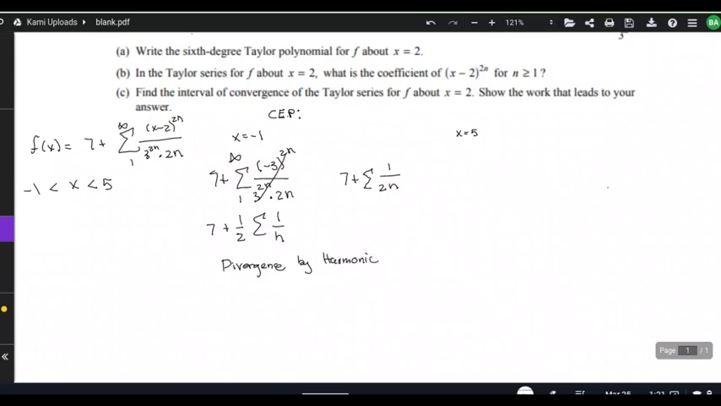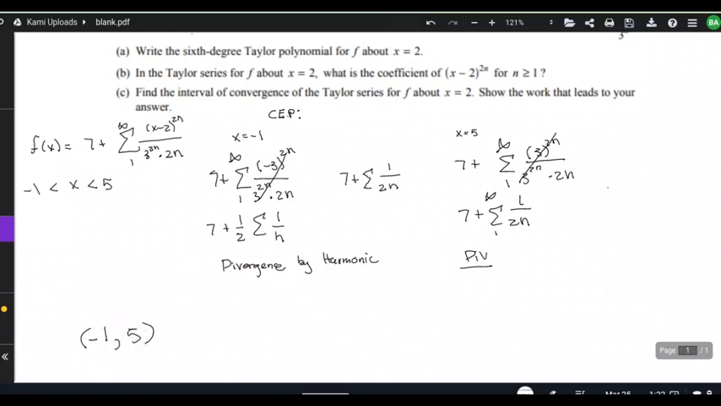Now we're going to check x equals 5. We're going to have 7 plus summation 1 to infinity. Again, 5 minus 2 is 3, so 3 to the 2n over 3 to the 2n times 2n. These cancel out and give us the same series that we had before, 1 over 2n. And from our previous work, we know that this diverges by harmonic. So this diverges, and that means that we cannot include these endpoints, and our interval of convergence is going to be negative 1 to 5 with parentheses because those endpoints diverge.